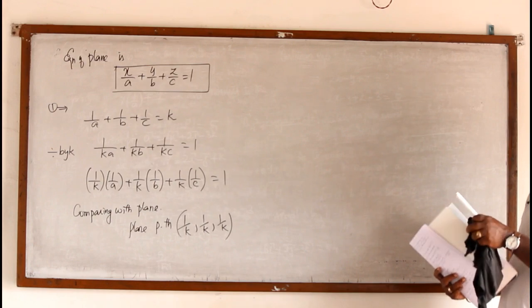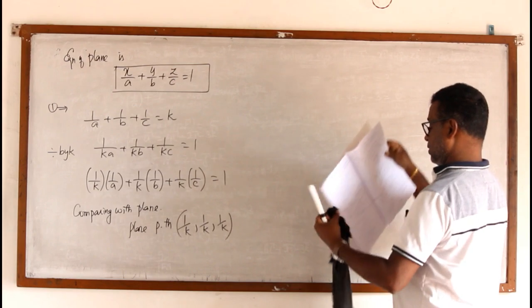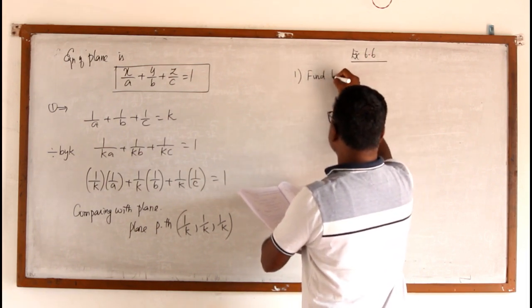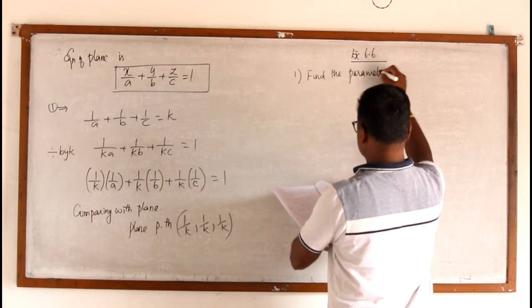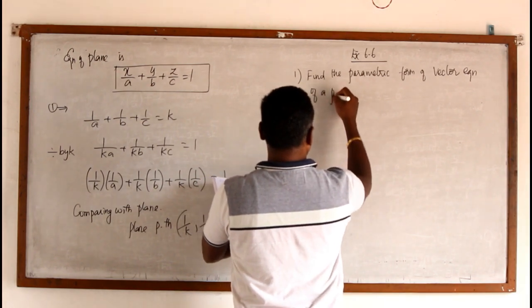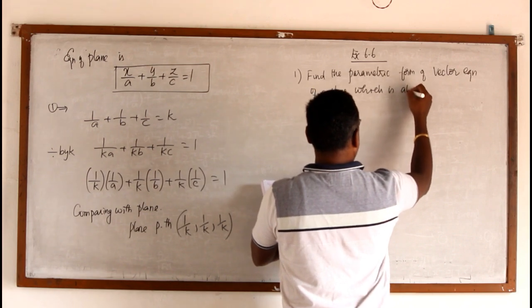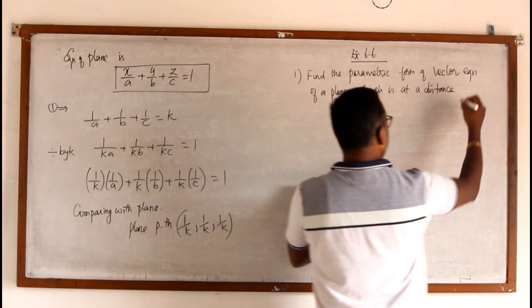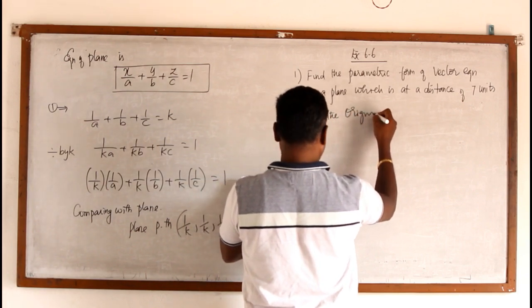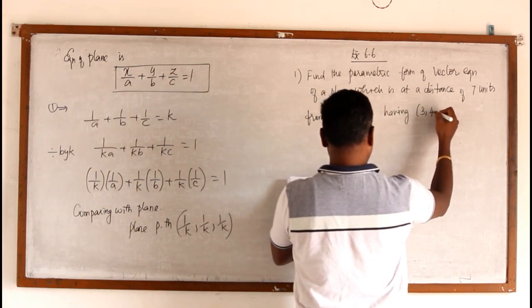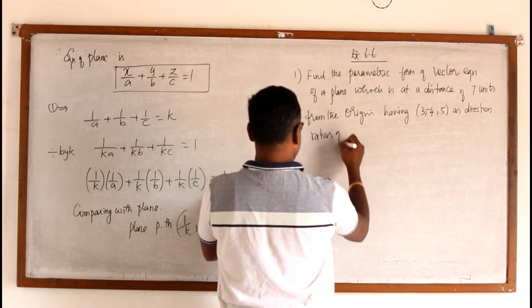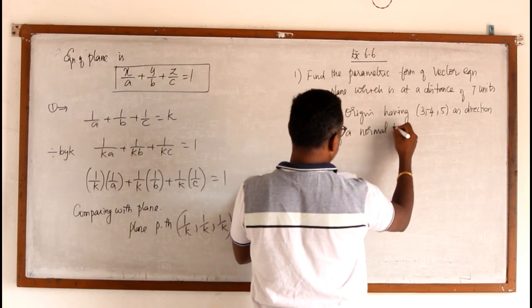Exercise 6.6, problem number 1. Find the parametric equation, the vector equation, of a plane which is at a distance of 7 units from the origin, having 3, -4, 5 as direction ratios of a normal vector of the plane.